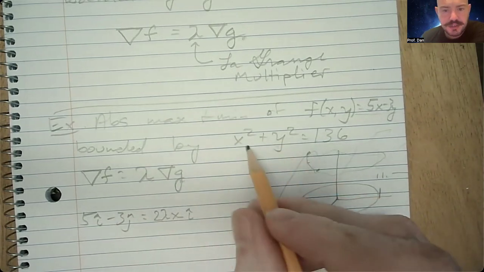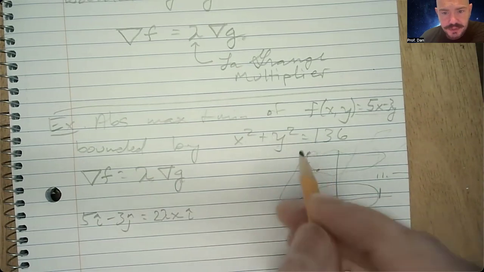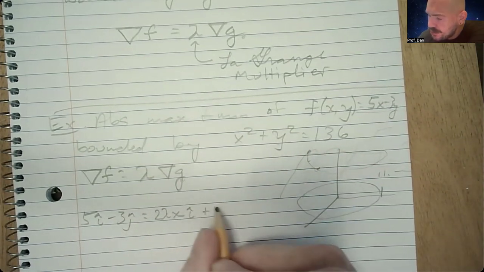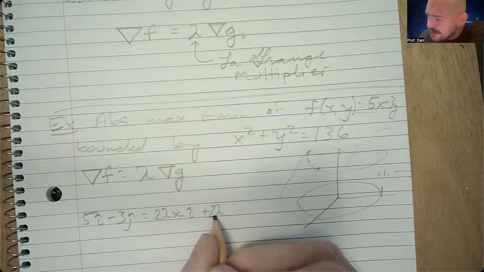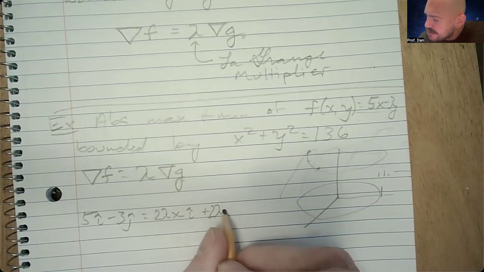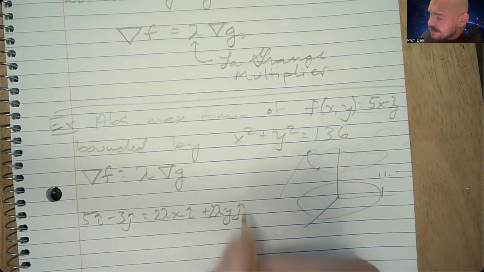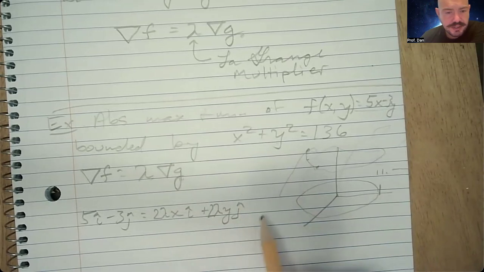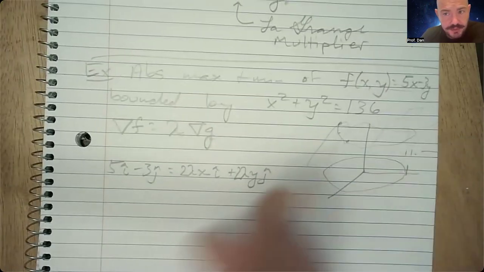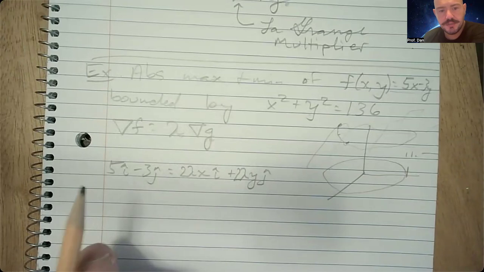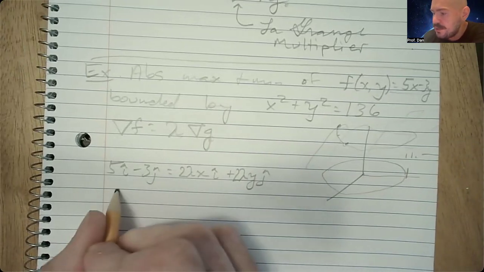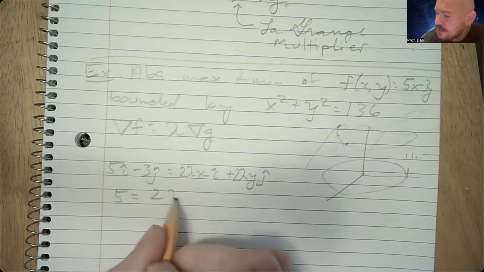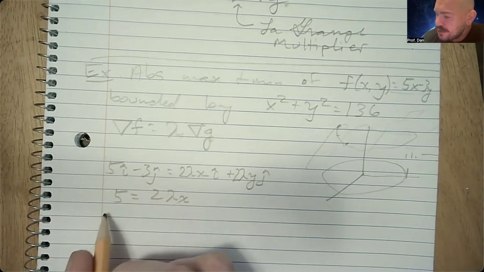Derivative with respect to y, I get 2y, so 2y multiplied by lambda. Every time I write a 2, I end up writing a lambda. It's the strangest thing. So 2 lambda y j. All right, so now that I've got this set up, remember if two vectors are equal, that means that their components are equal to each other. So I get a system of equations by setting the i components equal and the j components equal.